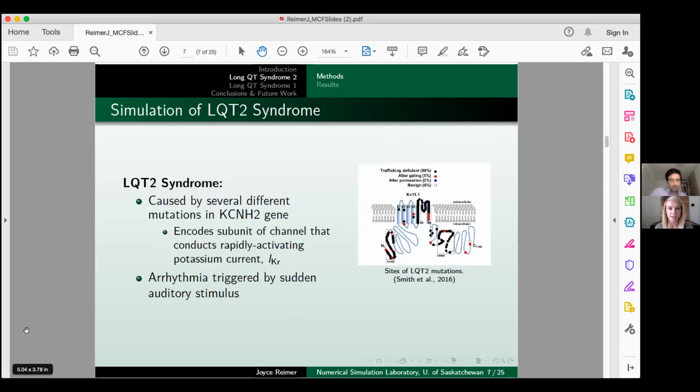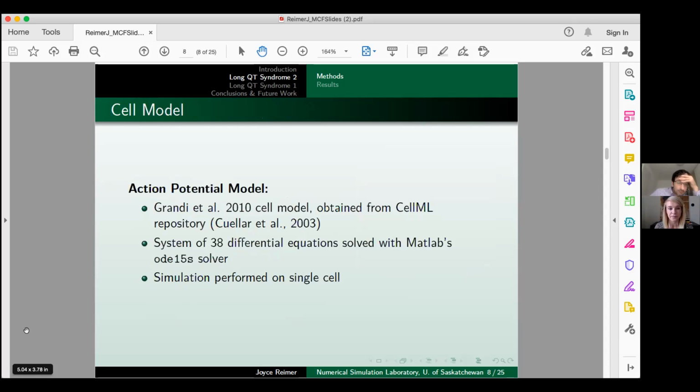To start off with long QT2: long QT2 is caused by several different mutations in the KCNH2 gene. This gene encodes a subunit of the channel that conducts the rapidly activating potassium current, IKr. Every long QT syndrome has some sort of trigger associated with it that can bring about an arrhythmia. For long QT2, the classic trigger is a sudden auditory stimulus, such as an alarm clock or something that startles the individual. Then a sympathetic tone surge happens that may potentially lead to an arrhythmia.